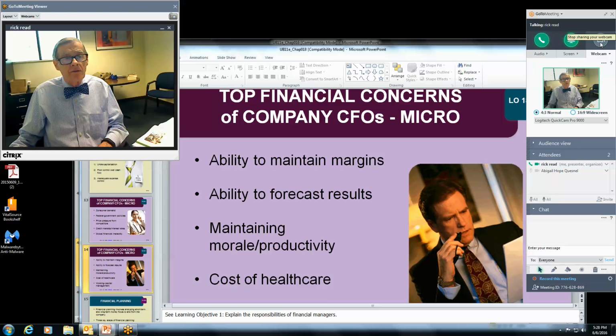And at the micro level, forecast results, maintaining morale and productivity, and then the cost of healthcare. Cost of healthcare is going up, and it seems to keep going up. We've had the quote-unquote universal health care under the Affordable Care Act, but it still seems to be going up. Good news is we have more people insured today than we had in the past.